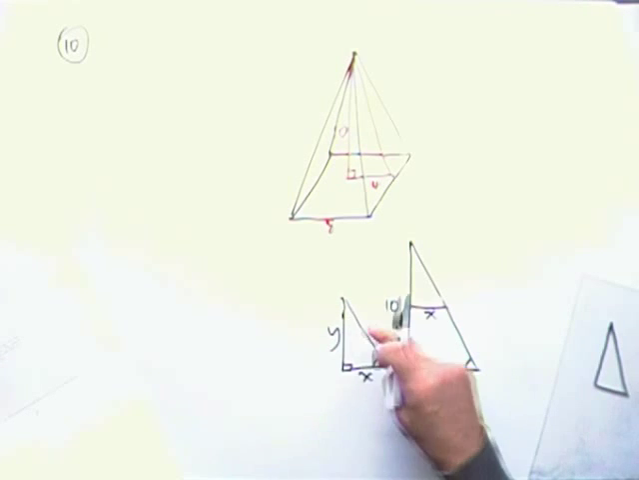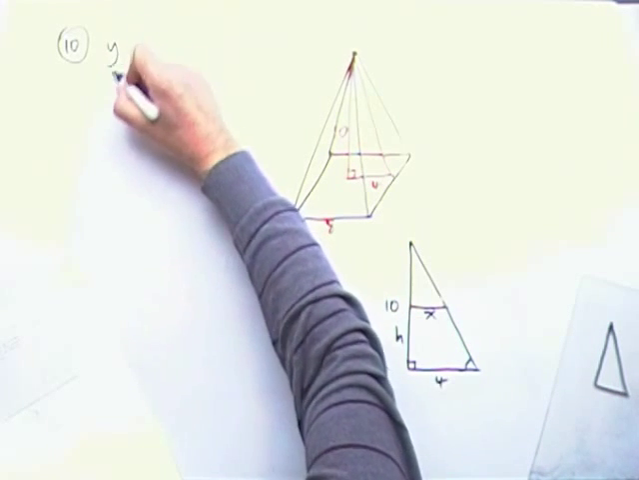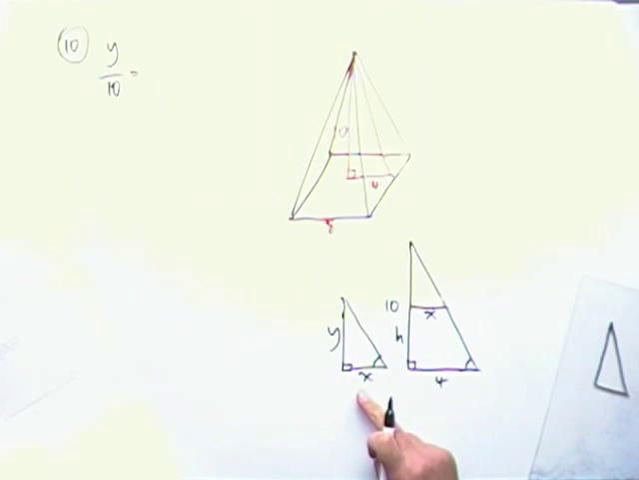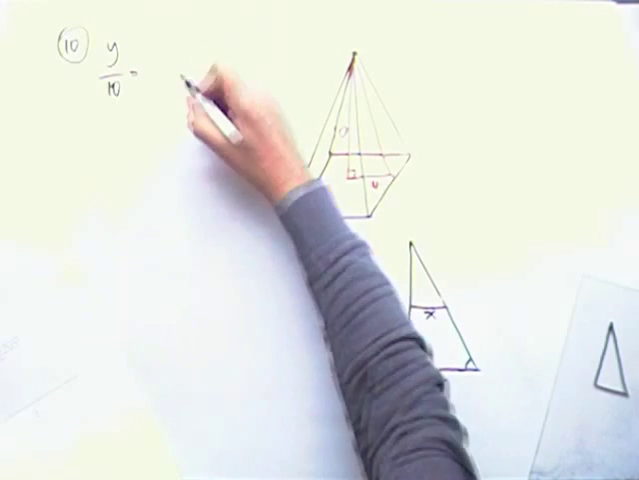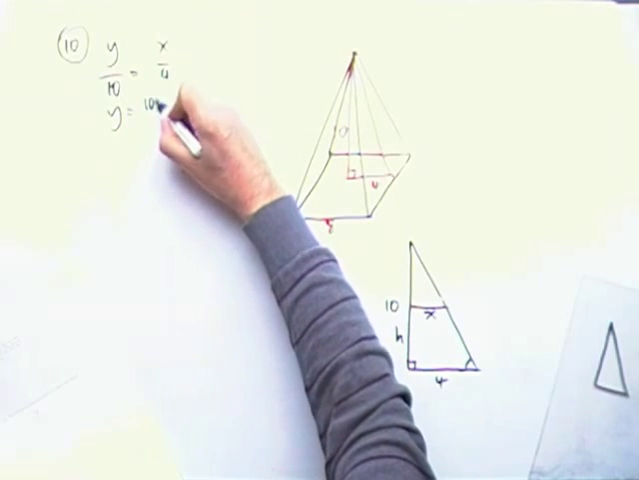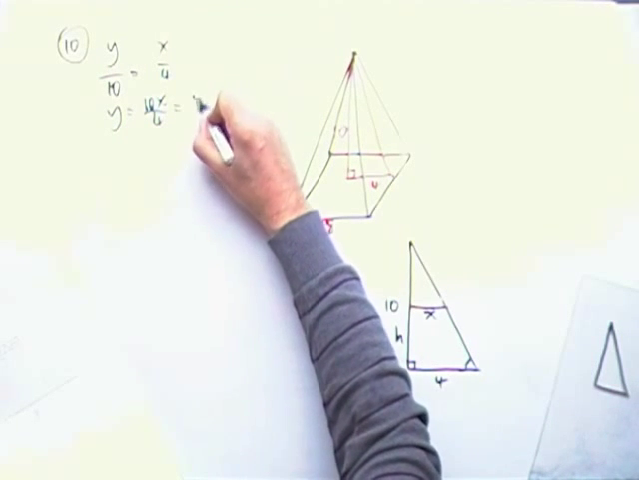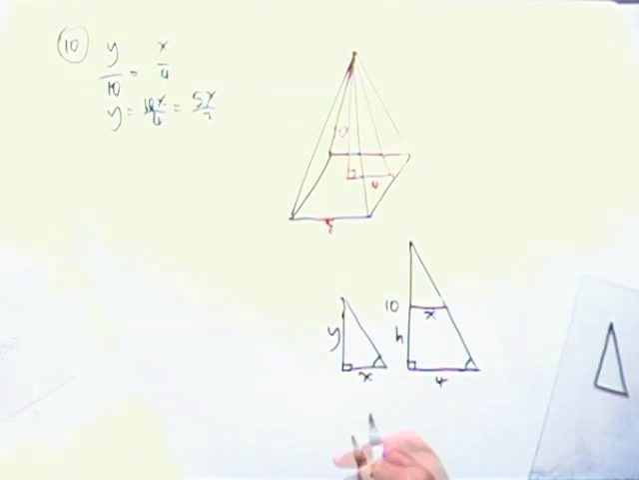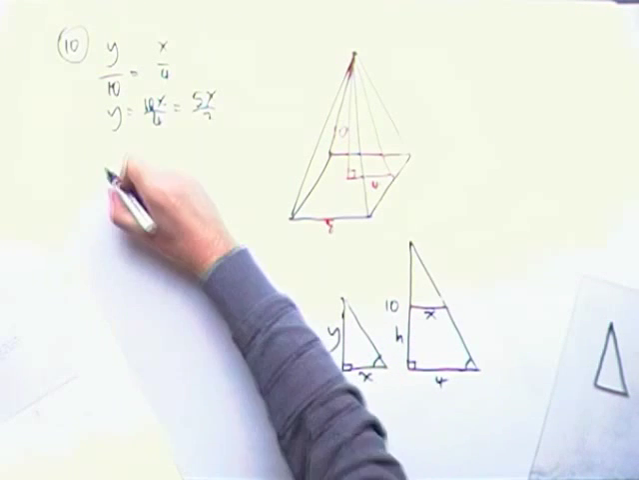So whatever fraction y is of 10, y over 10, that's the same fraction that x is of 4. So y is going to be, take the 10 across and multiply, 10x upon 4, so that's 5x upon 2. So that was y. The part I wanted was h.